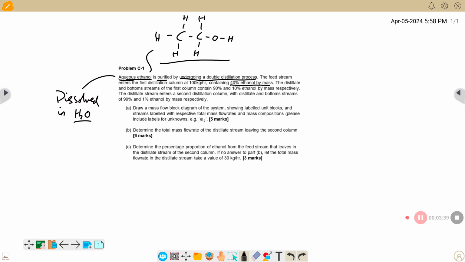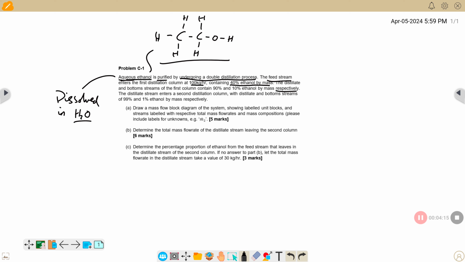By double distillation process, we basically just mean that it gets distilled and it gets distilled again, right? The feed stream enters the first distillation column at 100 kilos an hour, so we can say that the feed stream is 100 kilos an hour, contains 40% ethanol by mass. The distillate and bottom streams of the first column contain 90% and 10% ethanol by mass, respectively.